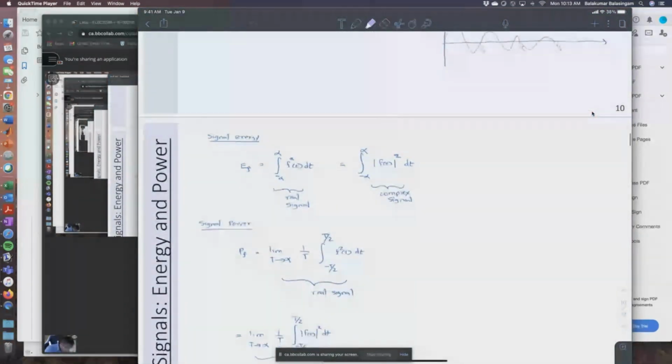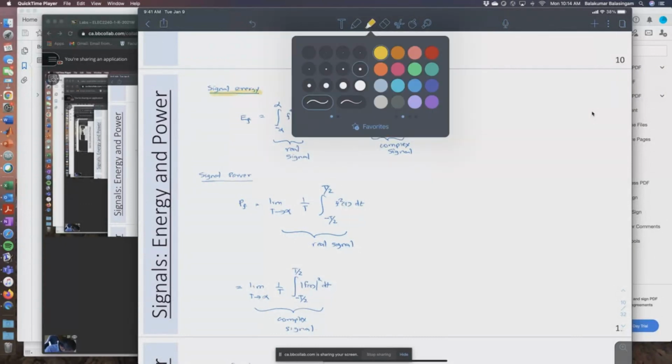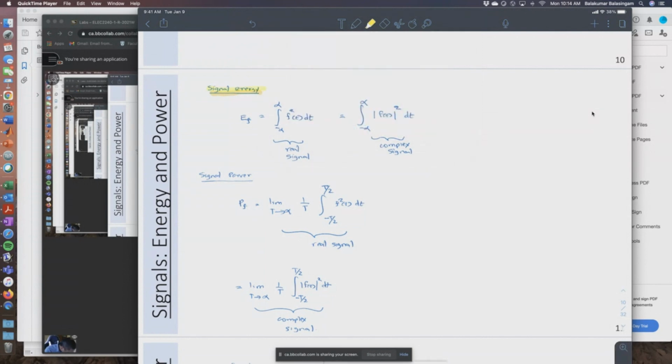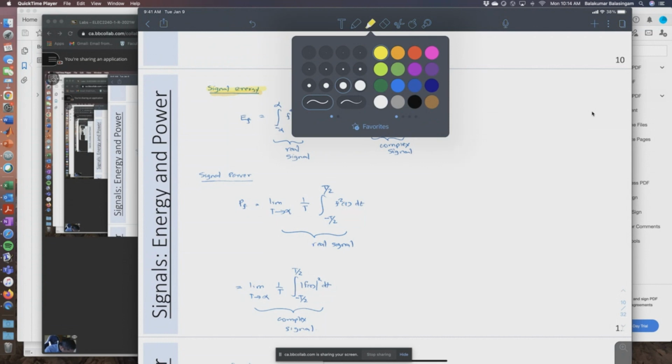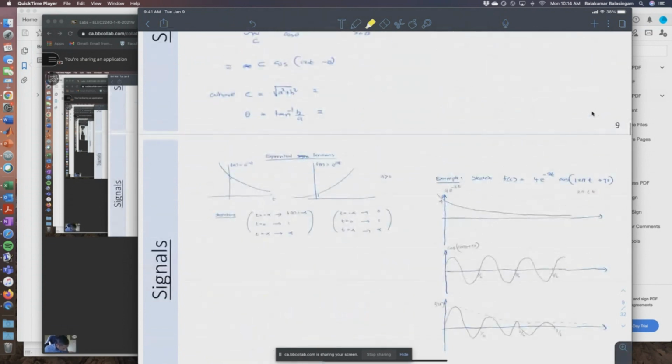So I talked about signal, and an important thing. Probably I said it in my video, but I will say it again. Signal energy and power are two important things. What is an energy signal? You need to know. What is a power signal? You need to know. An energy signal is a signal that dies down after some time.